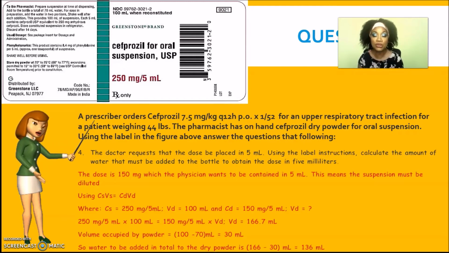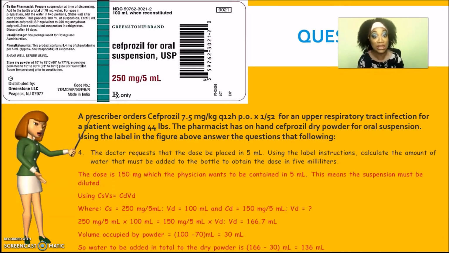So, 250 milligrams per 5 mils, the concentration, times 100 mils, divided by 150 milligrams per 5 mils is going to give us VD, because we're solving for VD. And that final volume, once we dilute the stock, we're going to end up with 166.7 mils, roughly 167 mils. So what does this mean? It means then that I'm going to add a sufficient amount of water to the powder to end up with a final volume of 166.7 mils that will now have a concentration of 150 milligrams per 5 mils.